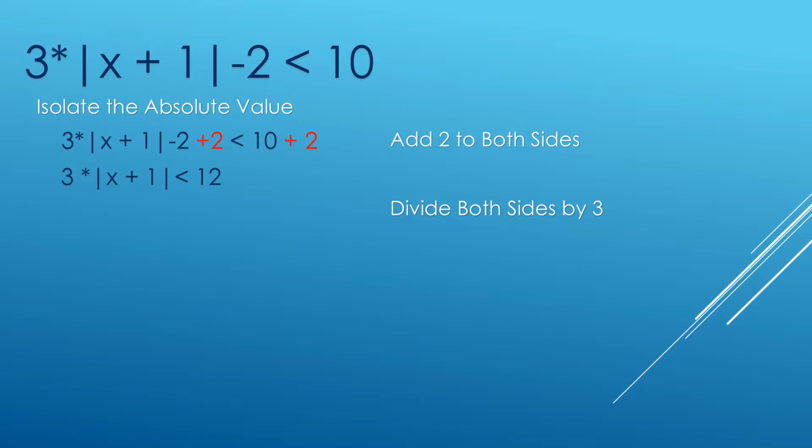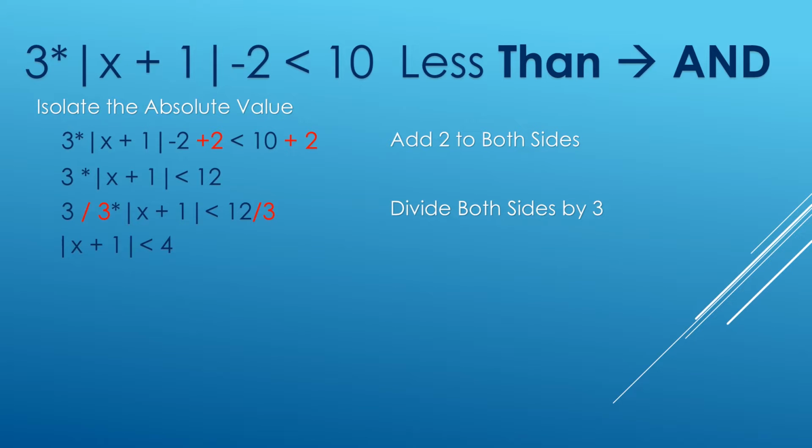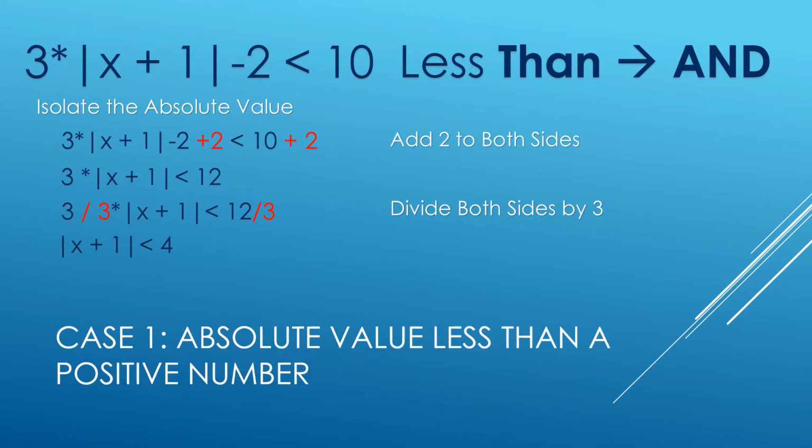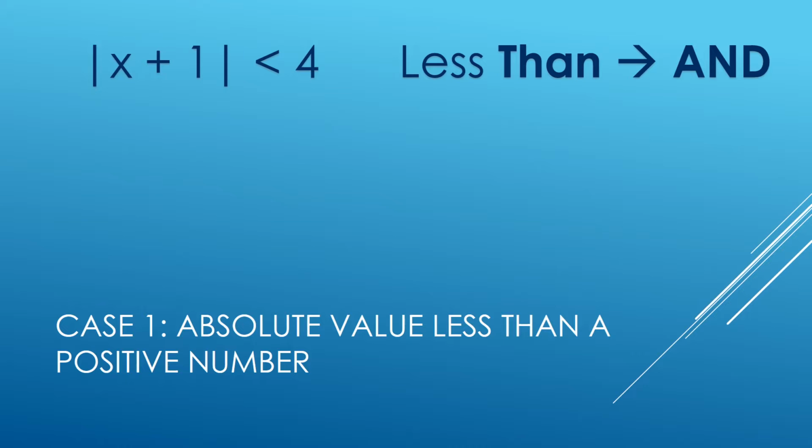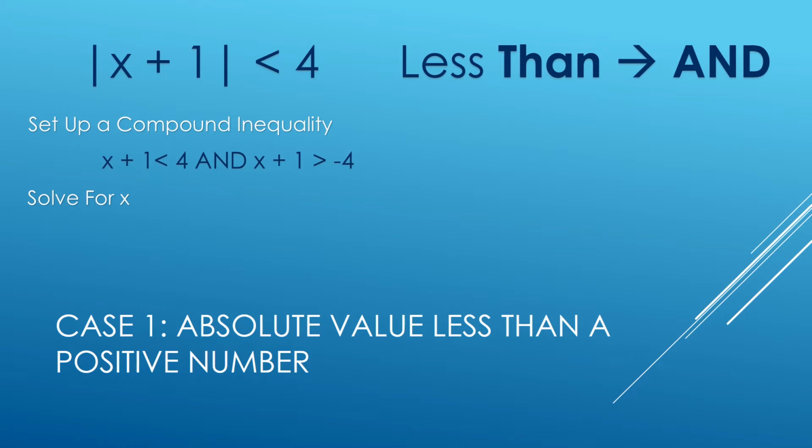Now we need to divide both sides by 3. And when we have simplified that, we get the absolute value of x plus 1 is less than 4. Okay, again, it's less than, so it's going to be an and statement. This is going to be case 1, the absolute value less than a positive number. So the first thing we have to do is set up the compound inequality. Remember that we're going to be using these 2 inequalities, and we're going to be solving them for x. So we can do them at the same time.